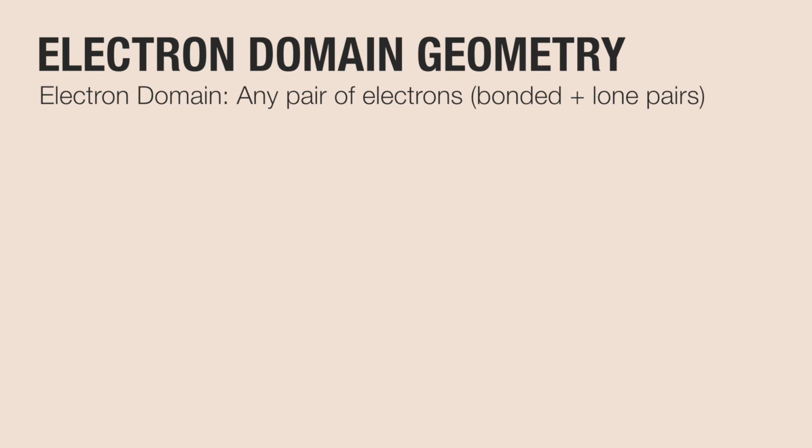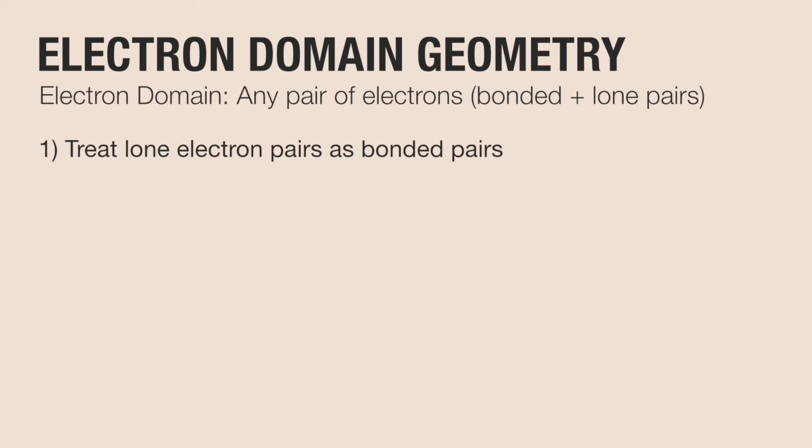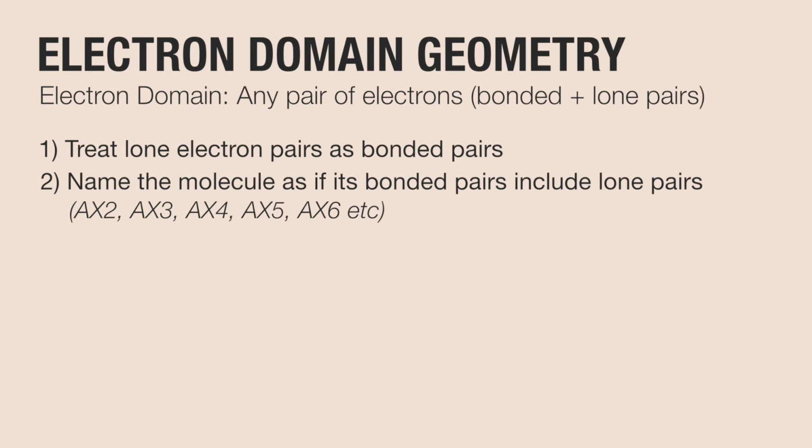Now, this idea of parts gets us back towards the realm of EDG. In chemistry, a part is actually known as an electron domain, which is basically just an electron pair, but it does not matter if the pair is bonded or not. When finding the electron domain geometry of a molecule, we simply treat the lone electron pairs as bonded pairs. Then we simply name the molecule as we would if its lone electron pairs became bonded pairs.